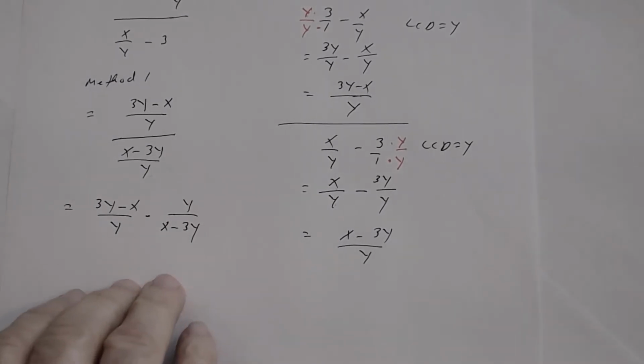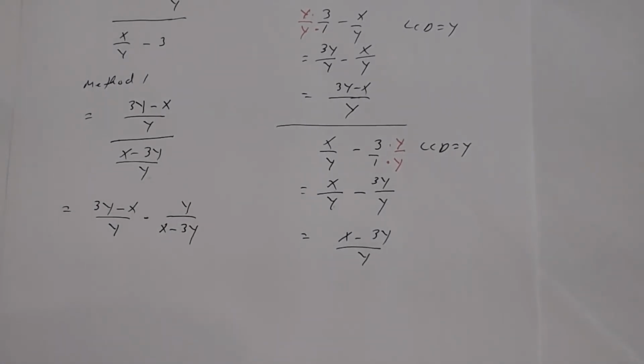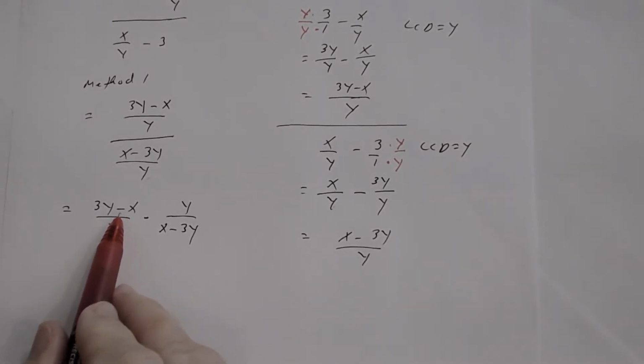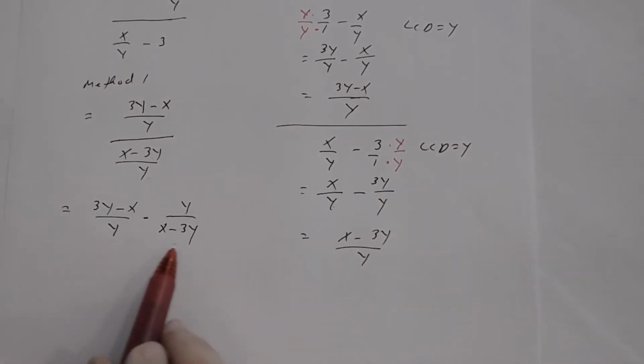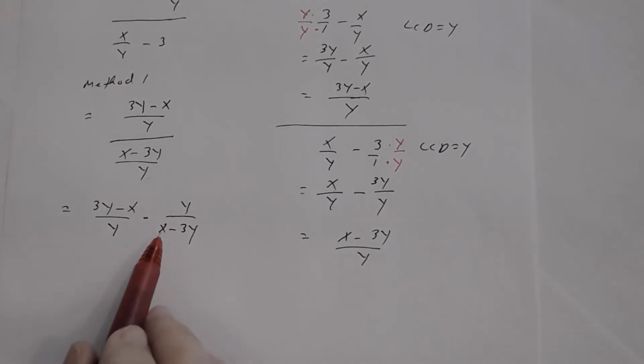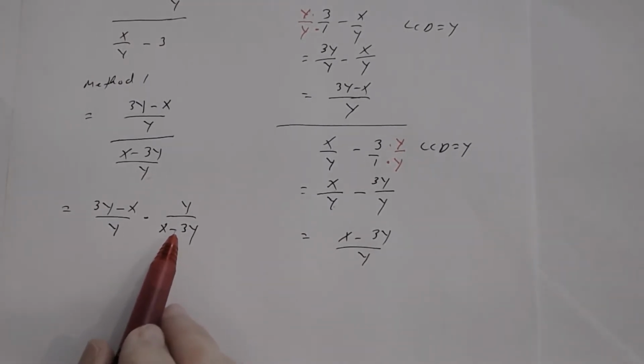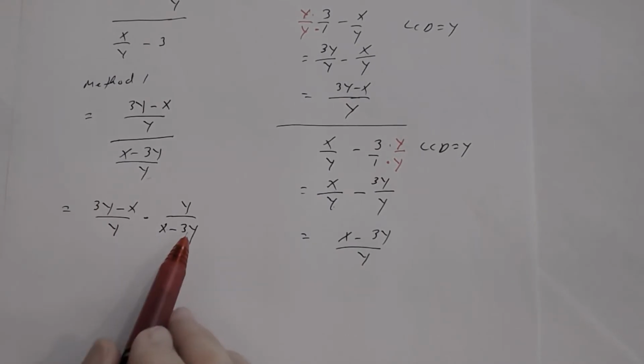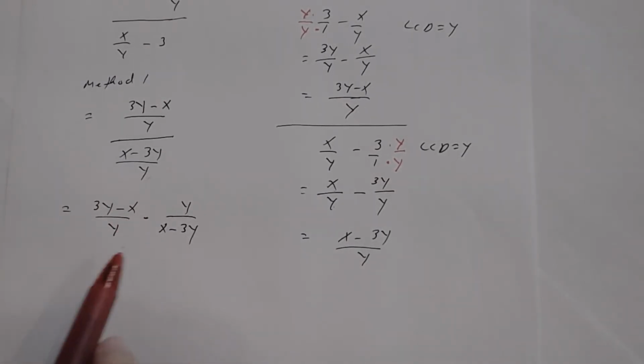Okay, that's fine. But what do you notice? You got to remember the idea of opposites, right? So if you look at this, 3y minus x, you may say, well, I don't see 3y minus x in the denominator, but I see its opposite, right? So the opposite of 3y is a negative 3y. The opposite of negative x is a positive x.